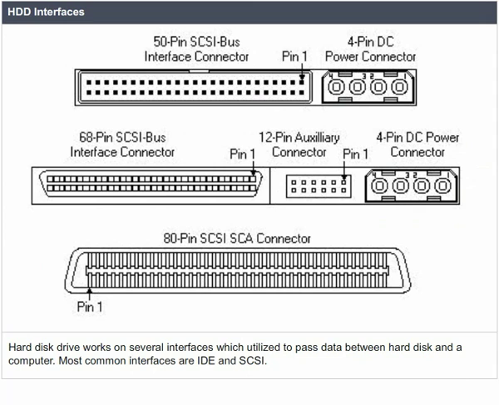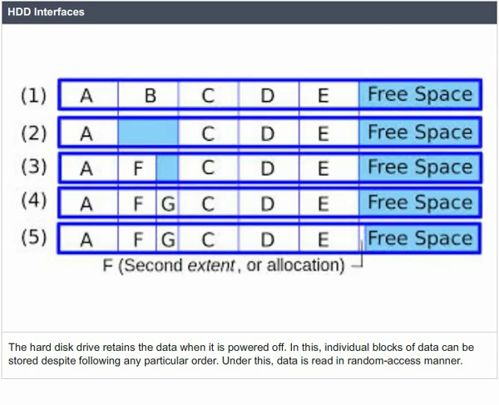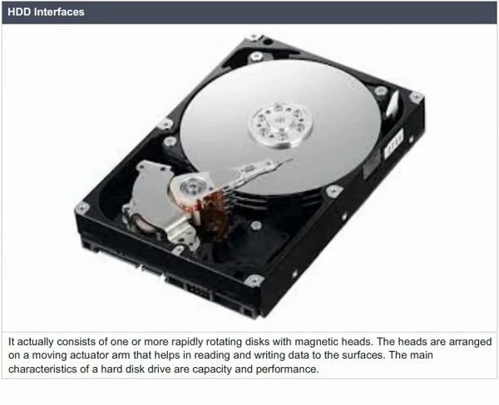The hard disk drive retains the data when it is powered off. In this, individual blocks of data can be stored without following any particular order. Under this, data is read in random access manner. It actually consists of one or more rapidly rotating disks with magnetic heads. The heads are arranged on a moving actuator arm that helps in reading and writing data to the surfaces. The main characteristics of a hard disk drive are capacity and performance.